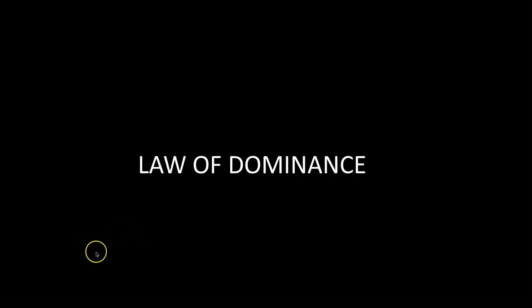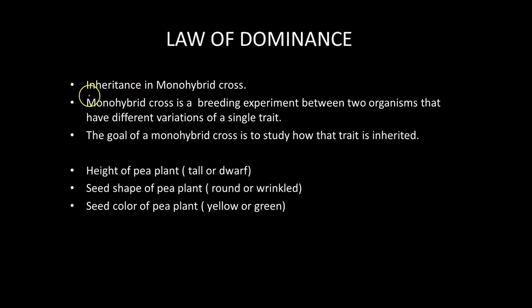So today's video will be about one of the laws of inheritance, that is law of dominance. Law of dominance is based upon the inheritance in monohybrid cross. Now what is a monohybrid cross? Monohybrid cross is a breeding between two organisms that have a different variation of a single trait.